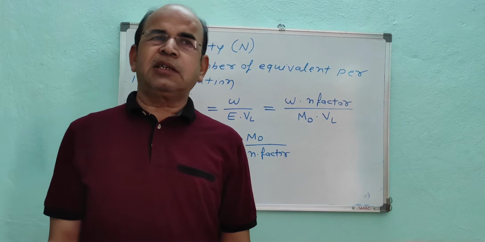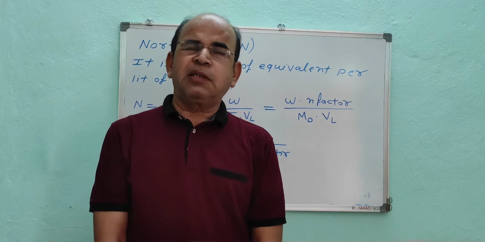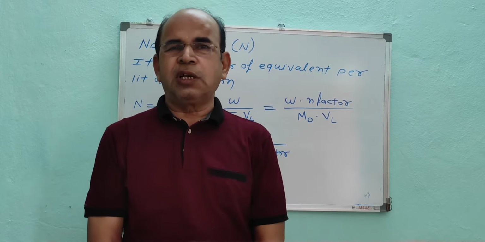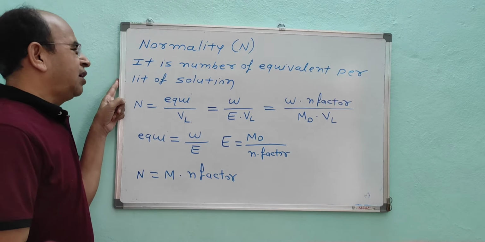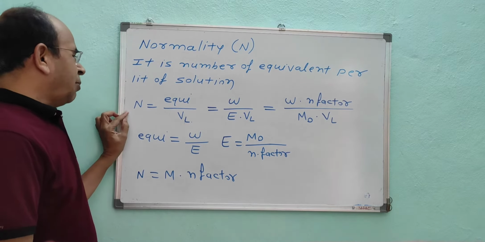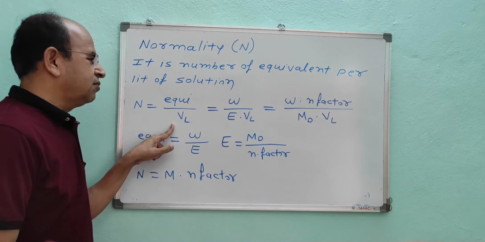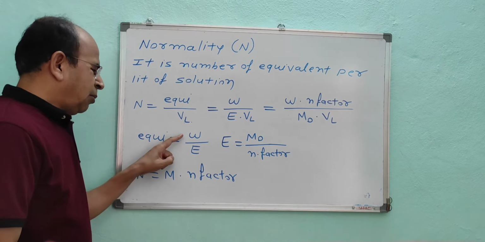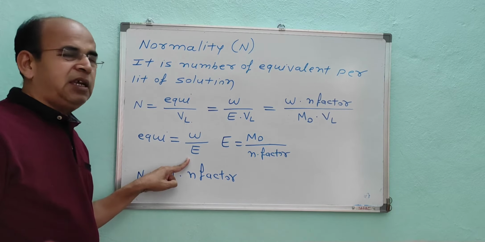Normality is denoted by N. So what is normality? Normality means the number of equivalents dissolved per liter of solution. I have written on the board. Normality is equal to equivalent divided by volume of solution in liter. But the equivalent is equal to W divided by E, where W is the weight of the solute and E is the equivalent weight.